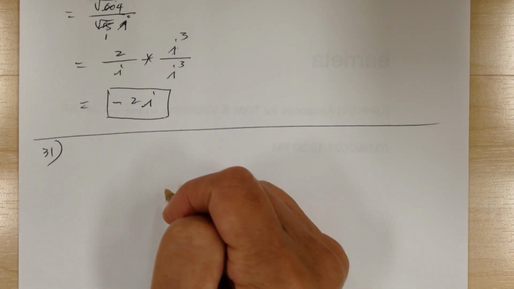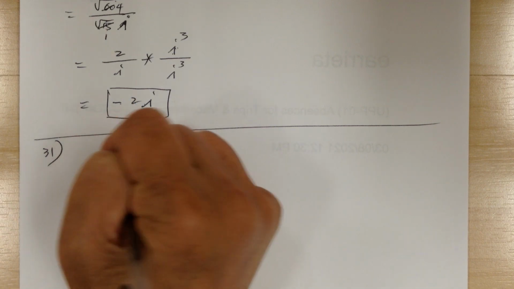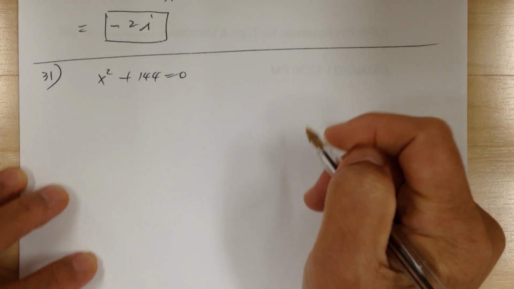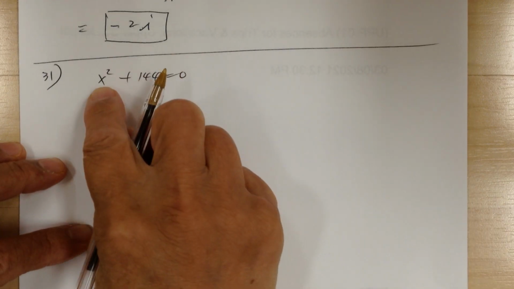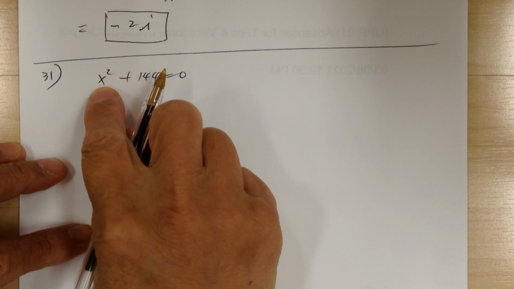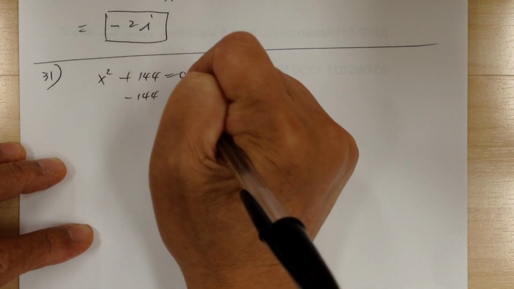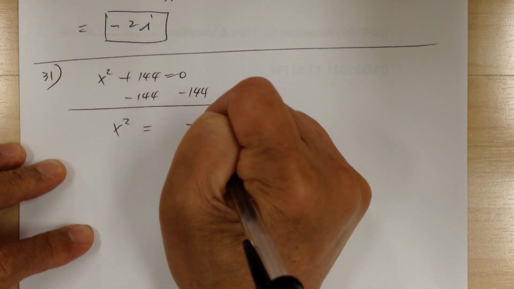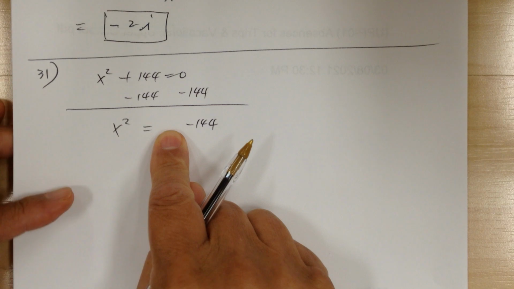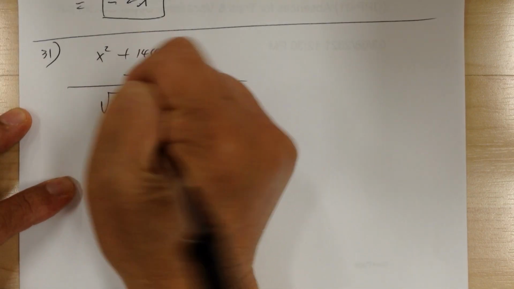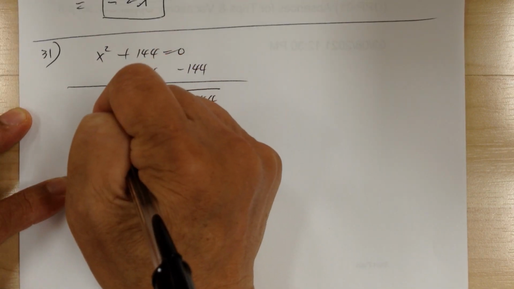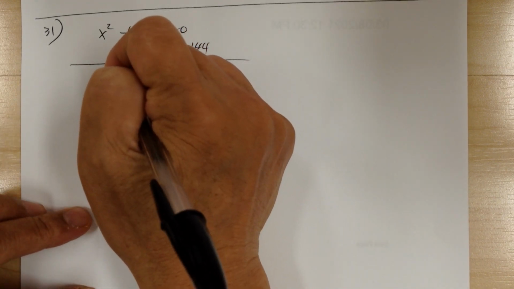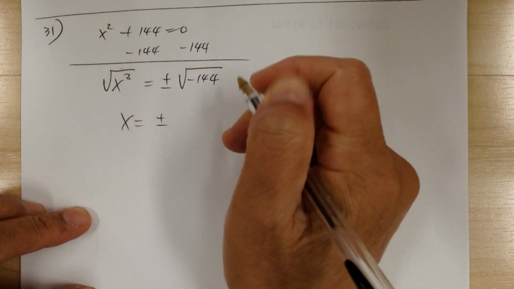Okay, number 31, solving equations. So you got x squared plus 144 equal to 0. Okay, so now I need to isolate the x. So I'm going to minus 144 on both sides. So I got x squared equal to -144. You can notice I leave a space in front. It's because I'm going to take the square root, and as soon as I take the square root of the variable, I need to get plus or minus. And then square and square root cancel out, so I get x equal to plus or minus.